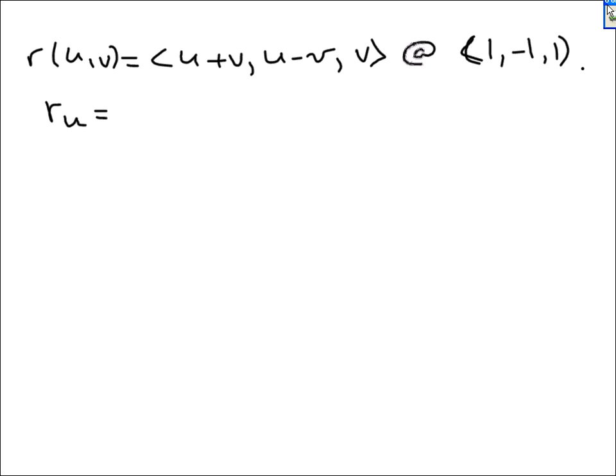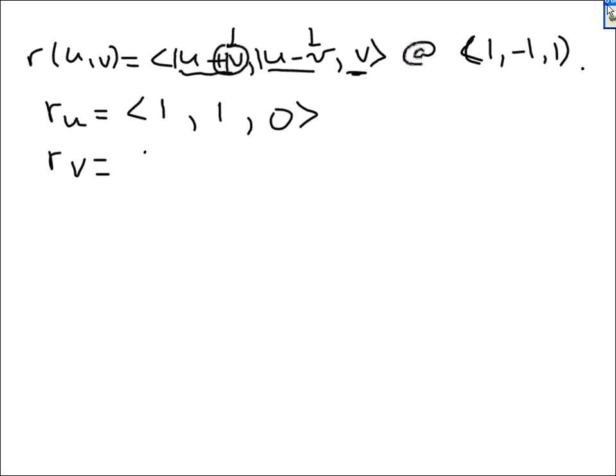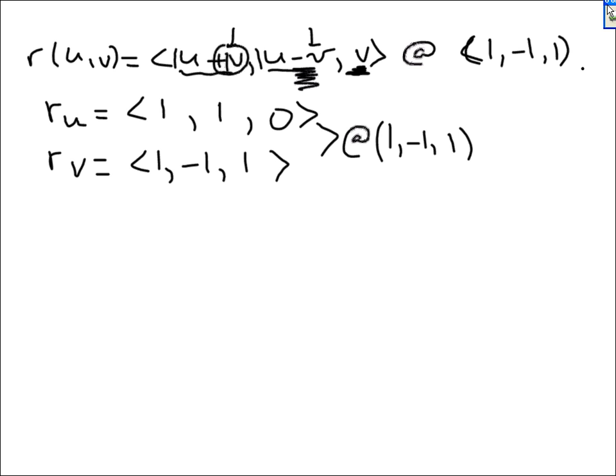Okay, well, what we want to find is the partial, r sub u. The partial of that with respect to u is 1, with respect to that is 1, with respect to that is 0. Remember, the derivative of u is 1, plus or minus the derivative of v is 0, when we take the derivative with respect to u. Okay, now r sub v. Here we're going to get 1, here we're going to get negative 1, and here we get 1. Now, what happens at 1, negative 1, 1? What happens here?